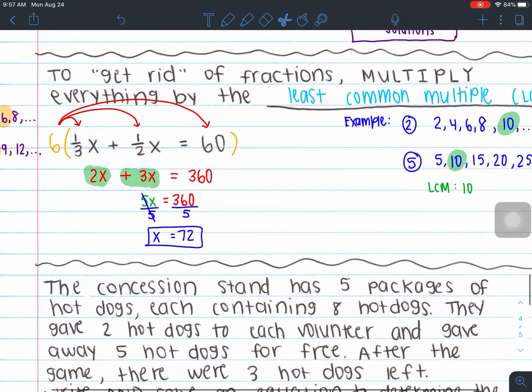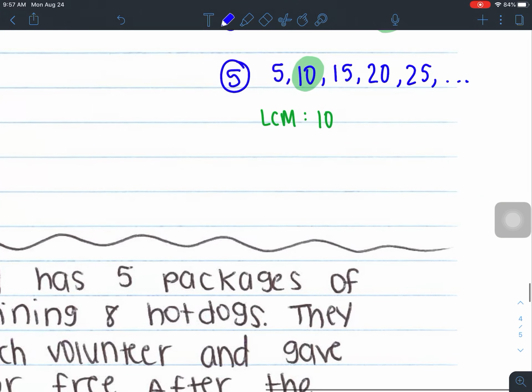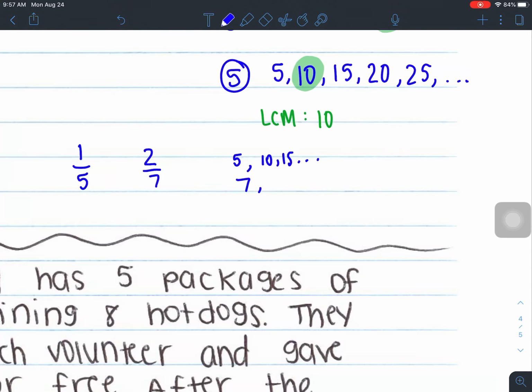So to get rid of fractions, you multiply by the least common multiple. And so I'd give you another example here. If I have 1/5 and 2/7, I want to find their least common multiple. I would list the multiples of 5 and 7. So 5, 10, 15, ... 7, 14, 21, ... And I would have to go until I find a number that they both have in common. Now, in order to do this, you always look at the denominators. It doesn't really matter what's in the numerator, so it doesn't matter that there's a 1 and a 2 up there. You want to look at the denominators when you're looking at least common multiple.